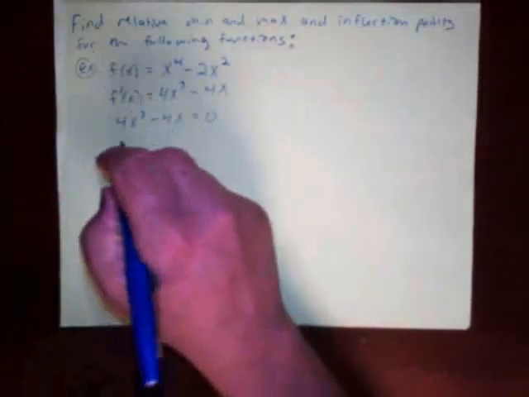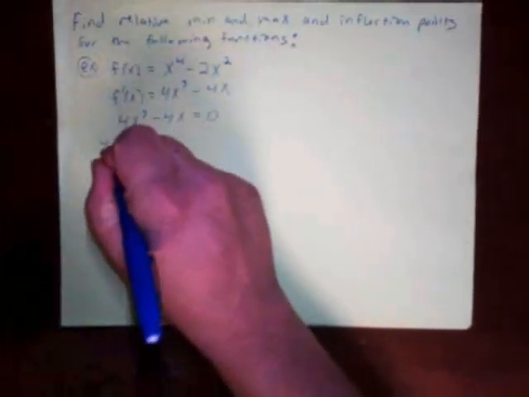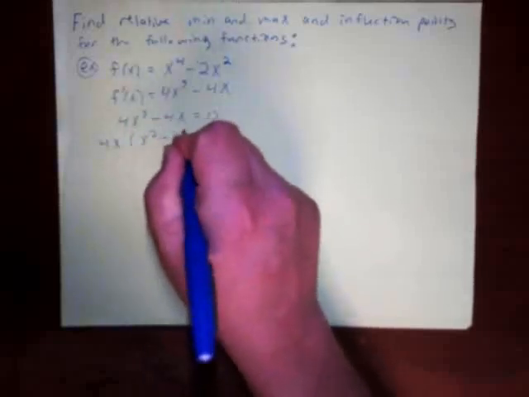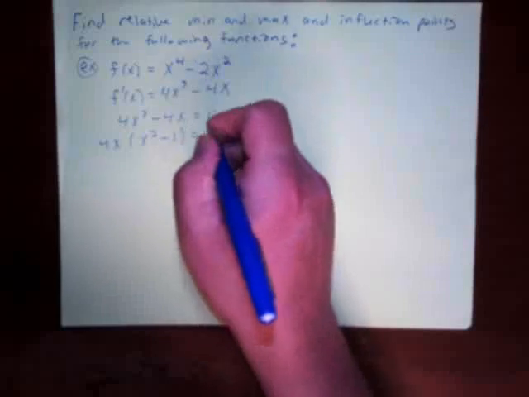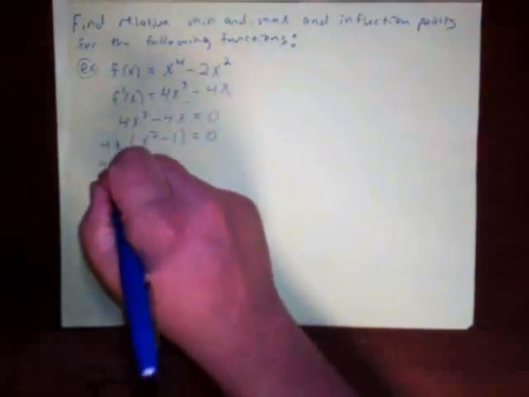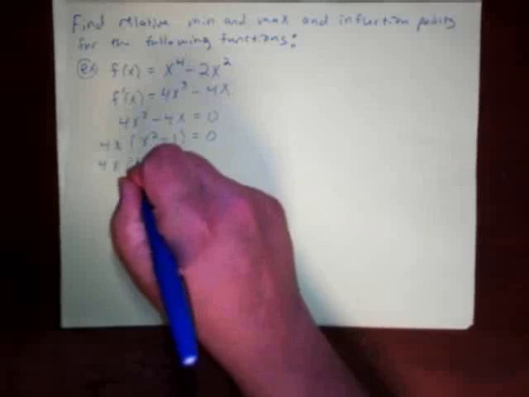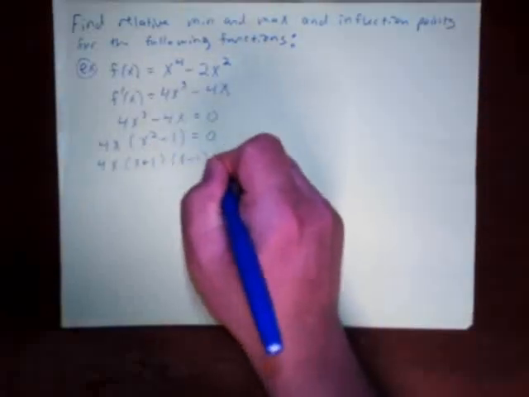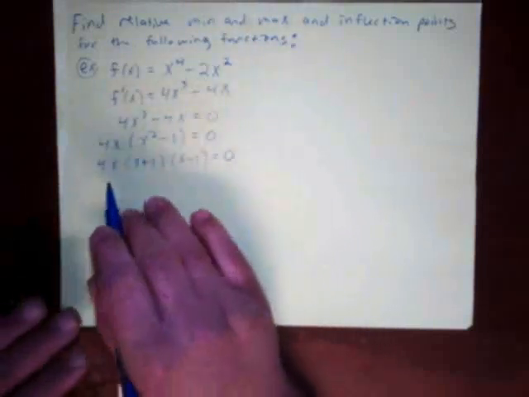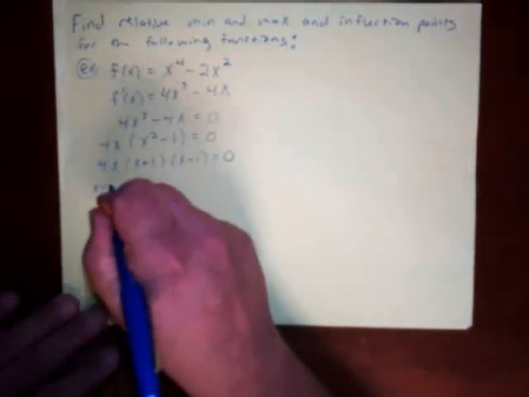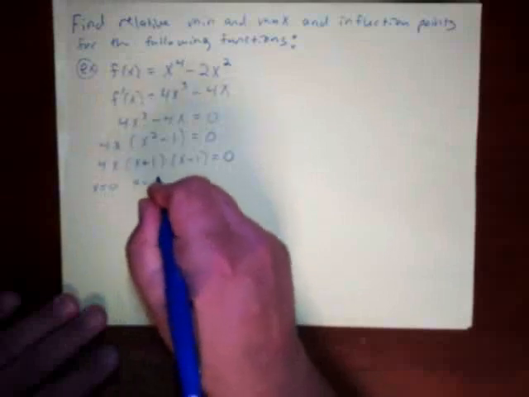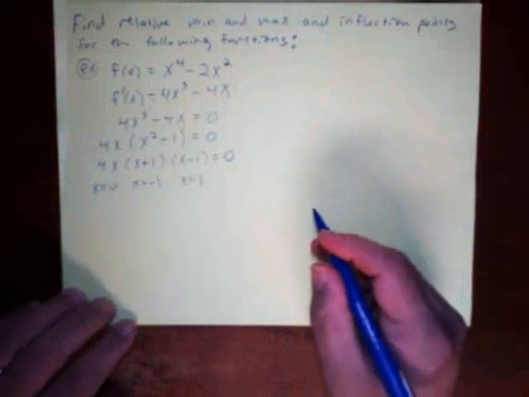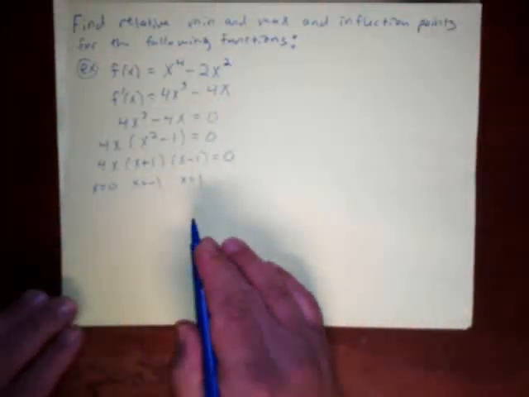So that's a cubic, but fortunately I can factor out one of those x's, and then I'm just left with x squared minus 1. So then we have 4x times x plus 1 times x minus 1. The derivative will be equal to 0 when x is equal to 0, x is equal to negative 1, and x is equal to positive 1. These are the critical points of the function.